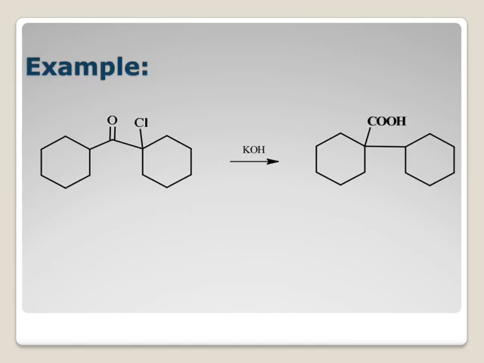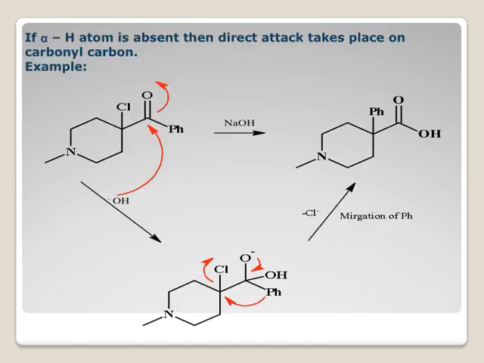Now, I told you that one criterion of Favorskii rearrangement is the presence of at least one alpha hydrogen atom. What if that alpha hydrogen atom is not present? It is not that the reaction will not occur, it does occur, but it is slightly different. We do get product. If alpha hydrogen atom is absent, then also we have an electrophilic site where our nucleophile can attack. And that electrophilic site is the carbonyl carbon.